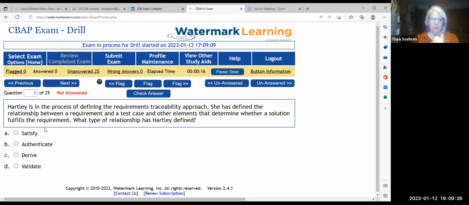Hartley is in the process of defining the requirements traceability approach. She has defined the relationship between a requirement and a test case and other elements that determine whether a solution fulfills the requirement. What type of relationship has Hartley defined? Is it satisfy, authenticate, derive, or validate? So first of all, which of these do we know is not correct?